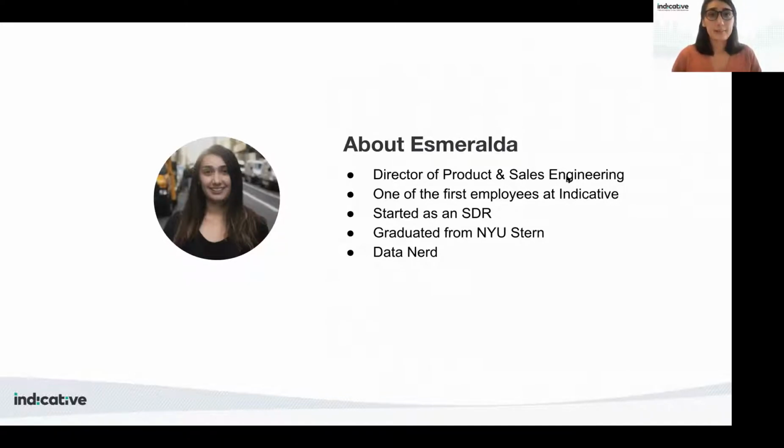Before we get started, let me tell you a bit about myself and my journey to Indicative and product. I'm originally from Southern California, and I moved to New York for college, where I went to NYU Stern and studied business. I had always loved technology. I was a math nerd all through school. I even took math electives for fun in college, which people told me is nuts.